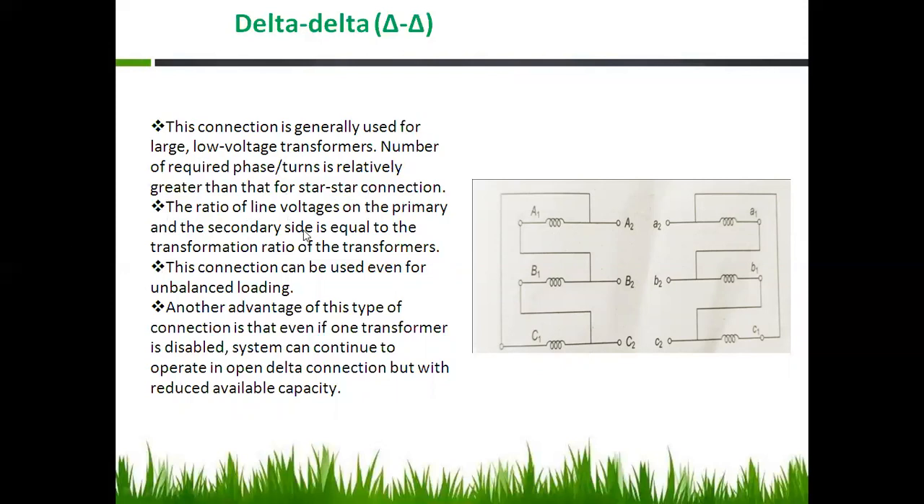The ratio of the line voltage on the primary and the secondary side is equal to the transformation ratio of the transformers. This connection can be used even for unbalanced loading. Another advantage of this type of connection is that even if one transformer is disabled, the system can continue to operate in open delta connection but with reduced available capacity. So this is one of the important connections, the delta-delta connection, where the primary is connected in delta and the secondary is connected in delta.